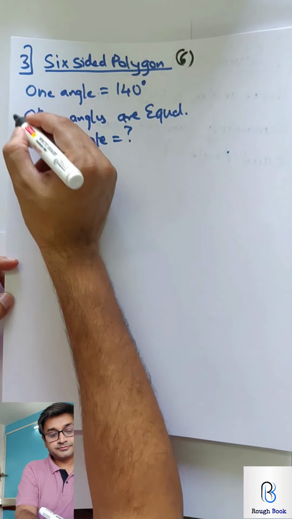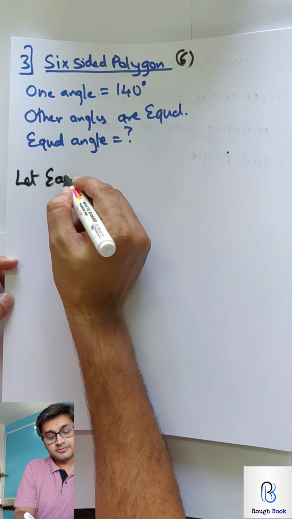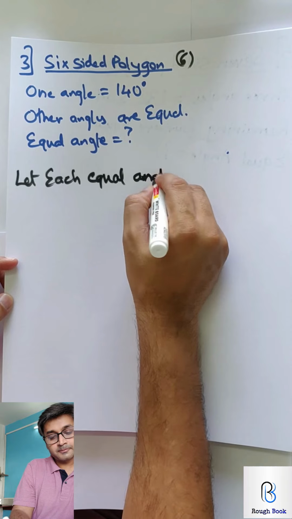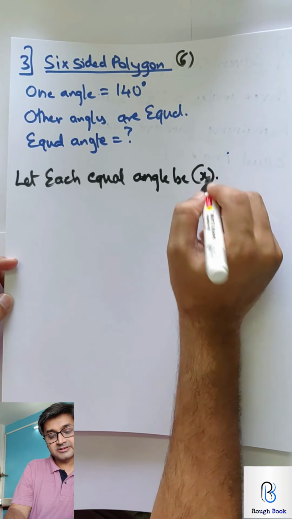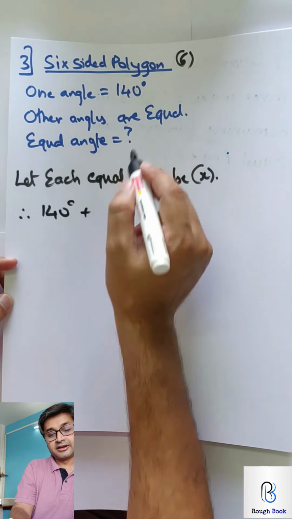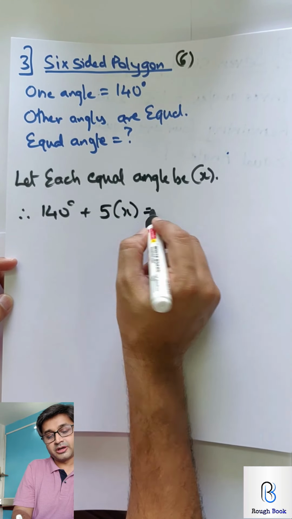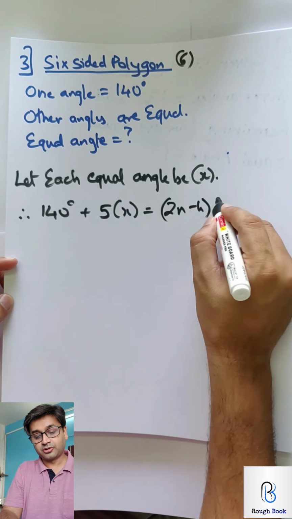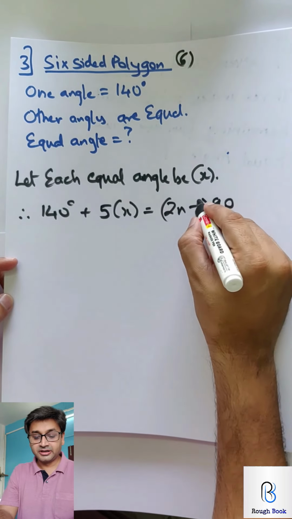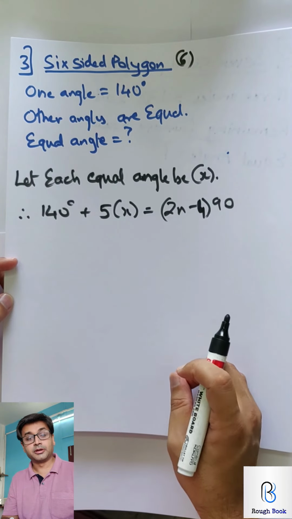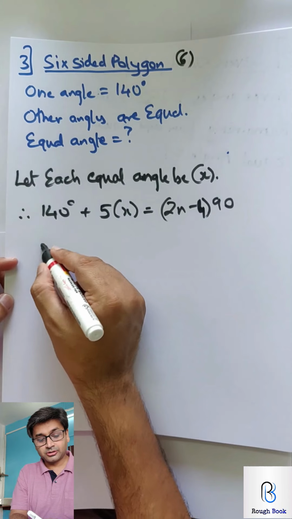So you say let each equal angle be x. Therefore 140 is the first angle and the remaining angles are 5 into x, which is equal to the total of all the angles, which is 2n minus 4 into 90. Are you with me till here? Come on. If you are with me till here, that means you are still copying. Stop. Come on, try on your own.